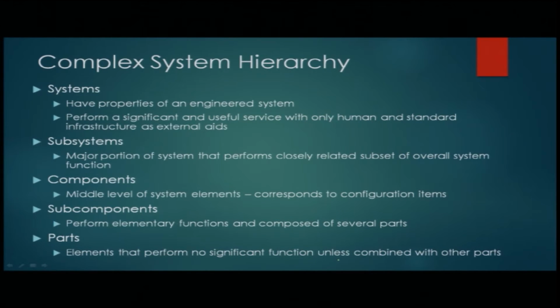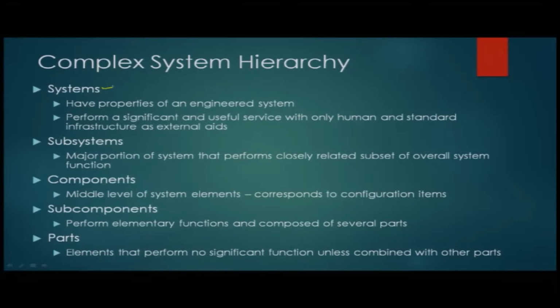In a complex system hierarchy, there are the systems, then subsystems, components, subcomponents, and parts. There are many classifications available, but this classification to a large extent gives sufficient breadth and depth to do enough analysis into the aspects of the system. When we talk about the system, some examples of systems include communication systems. There are also material processing systems or manufacturing systems.